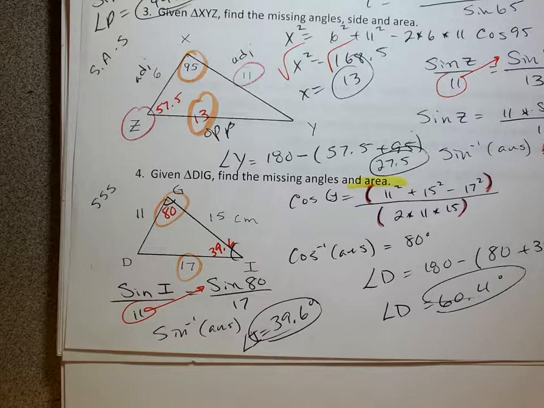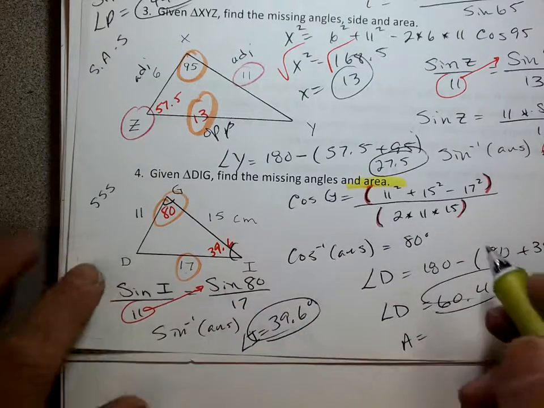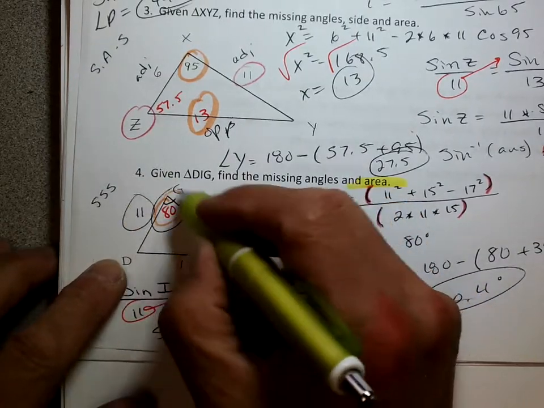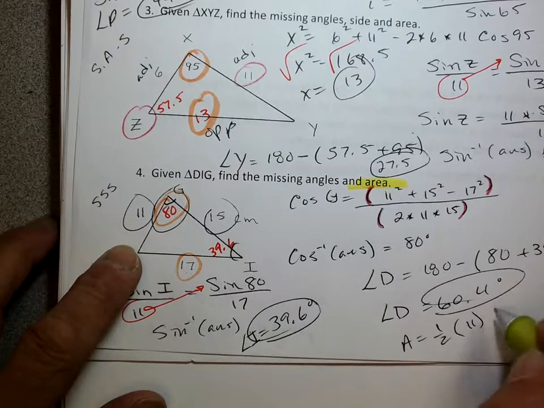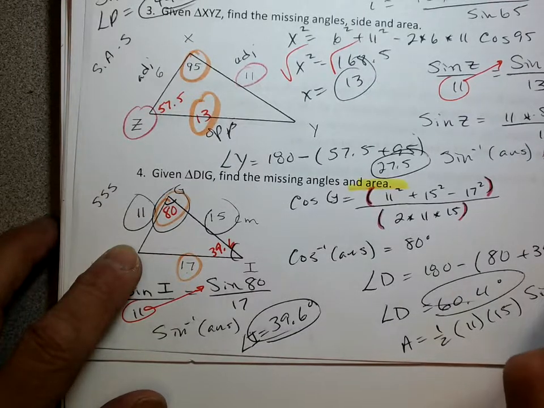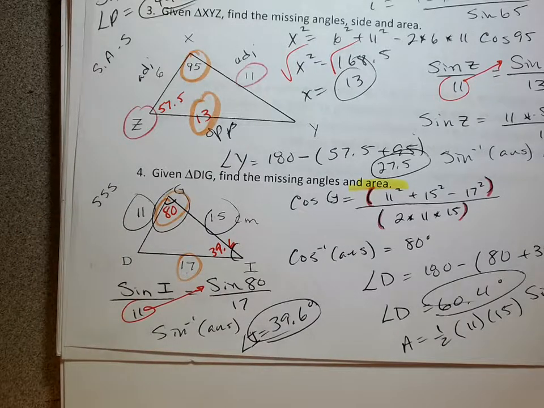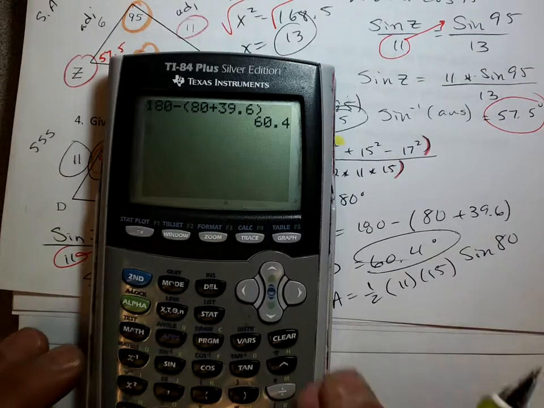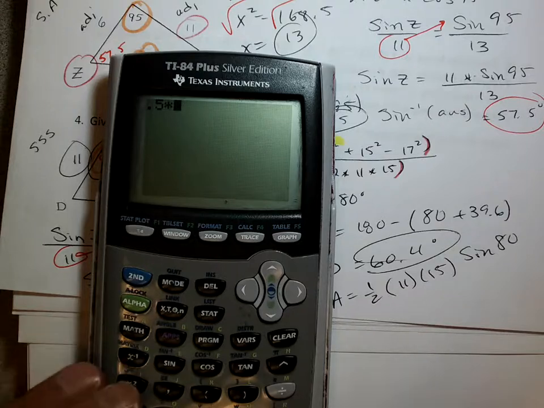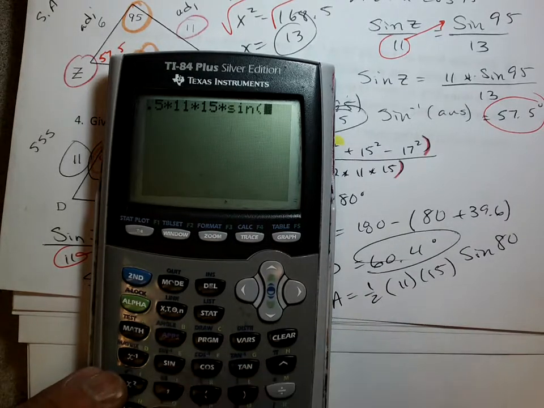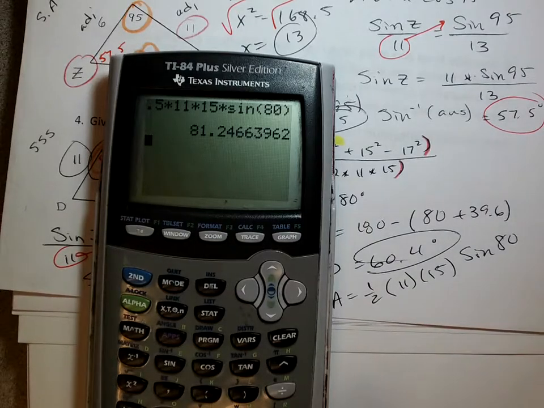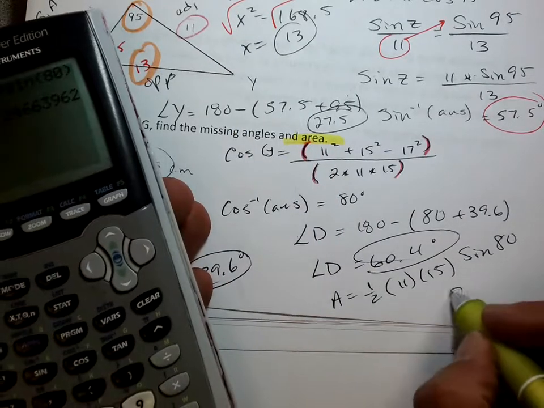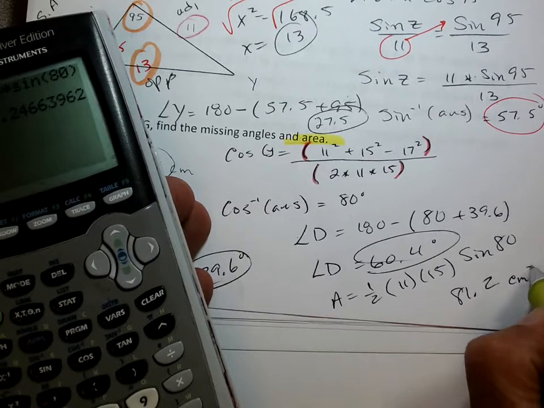Or you could use Heron's formula, but I'm going to say area is equal to, I may as well use the 80, 1/2 times 11 times 15 times the sine of 80. I think that's easier than Heron's formula. Heron's formula will work, that big square root thing. If you don't remember, that's okay. So let's go 0.5 times 11 times 15 times the sine of 80, and I get about 81.2. Area, 81.2 centimeters squared.